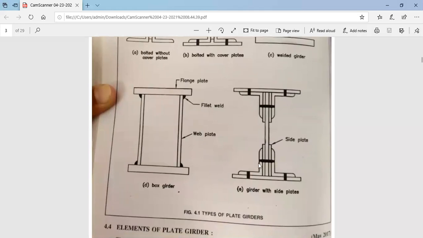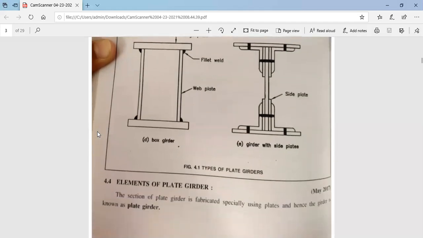Now talking about figure D, which is the box girder. When there are headroom restrictions in buildings and large depths of plate girders are not possible, box girders are provided. The box girder provides greater lateral stability. Now figure E, which is a girder with side plates. If the number of cover plates is to be reduced, the flange area can be compensated by providing plates inserted between the web and the flange angles.